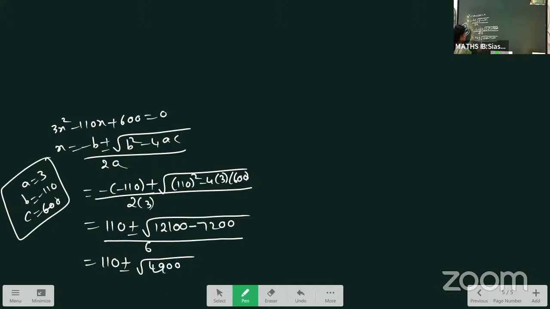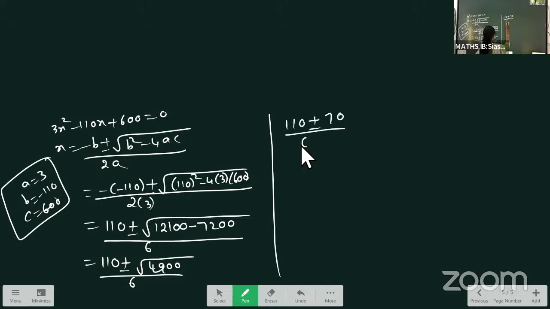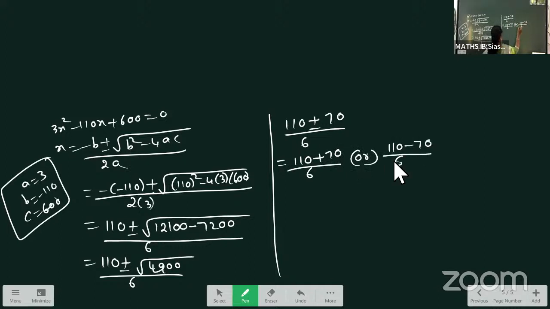4,900 by 6. Now under root of 4,900 is 70. So 110 plus or minus 70 by 6. So one, take the plus value, that is 110 plus 70 by 6, or take the minus value, 110 minus 70 by 6. So 110 plus 70 is 180 by 6, or 110 minus 70 is 40 by 6.